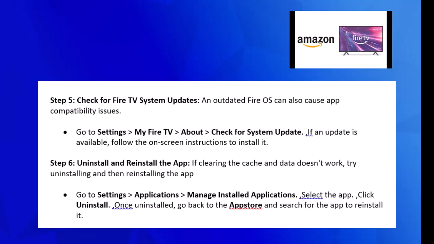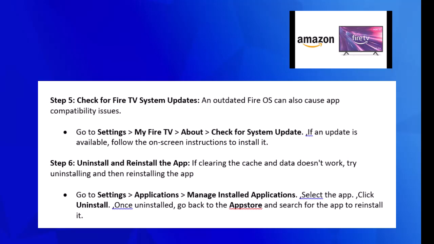Step 5. Check for Fire TV system updates. An outdated Fire OS can also cause app compatibility issues. Go to Settings, My Fire TV, About. Check for System Update. If an update is available, follow the on-screen instructions to install it.